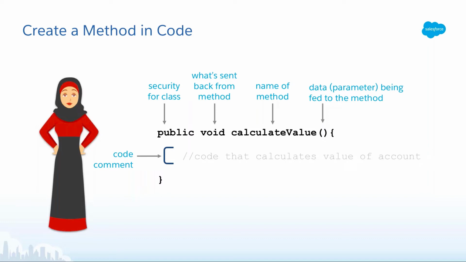So a reminder that methods control the behaviors of your class, and here you can see how we create a method. Again, we start with the access modifier, in this case public, just like the class. Don't worry too much about the void piece. It just signifies that we're not sending any data back to the code that's calling or using the method. Next, we name the method, in this case, calculate value.